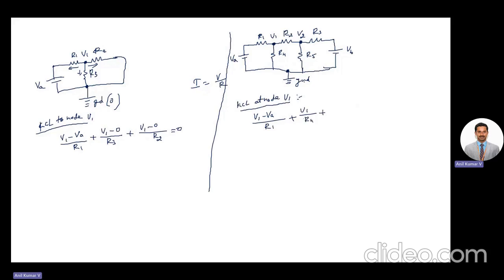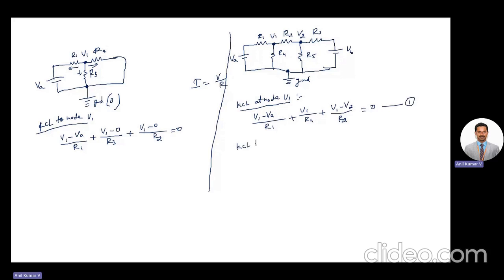Then again plus, now you have R2. Where is your R2 connected? Between V1 and V2. And since you are applying KCL to your node V1, obviously current is leaving from V1 to V2. So V1 minus V2, that whole divided by R2. There are only three branches, you got all three current values, equal to 0. So that will be your equation 1.